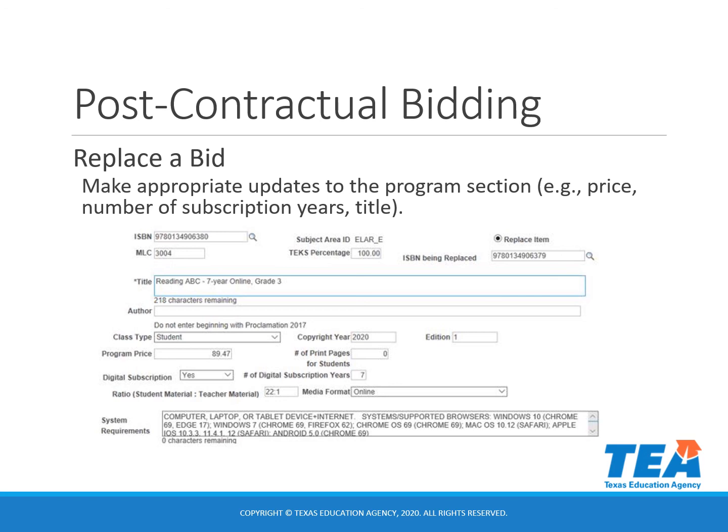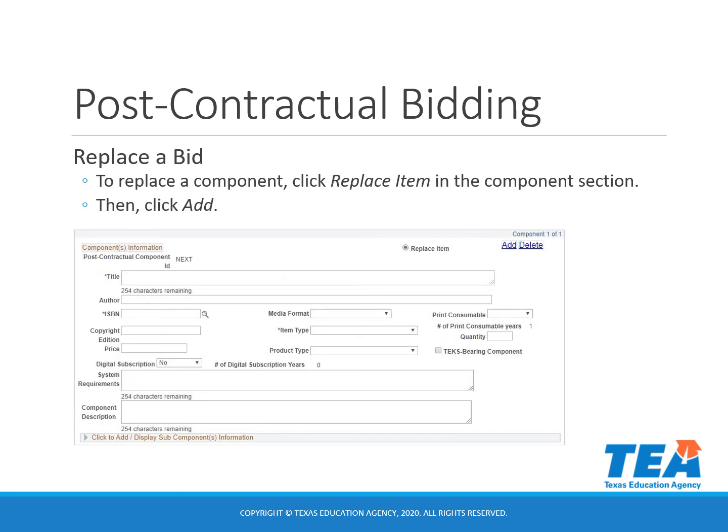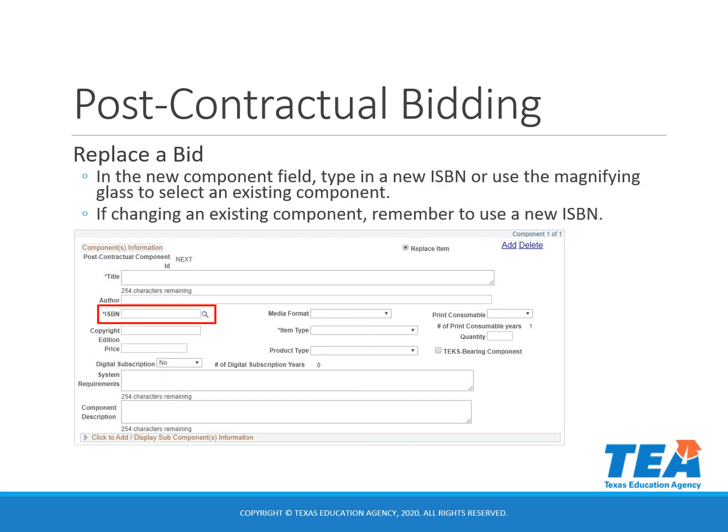You will make the appropriate updates to the program section, changing the price, the number of subscription years, the title, and any other changes that are needed. To replace a component, you will click Replace Item in the Component section. Then click Add. In the New Component field, type in the new ISBN or use the magnifying glass to select an existing component.